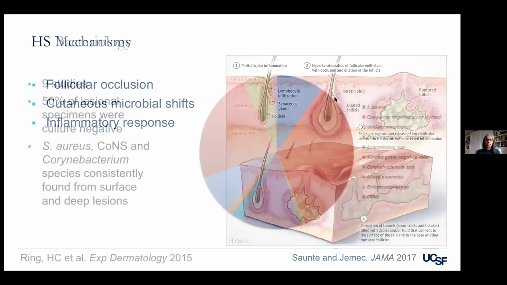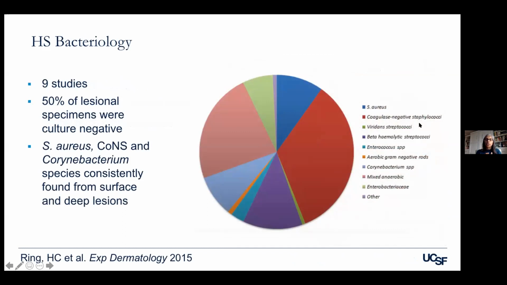Until relatively recently, the studies that focused on understanding the role of bacteria in HS focused on culture-based methods to identify organisms. And in total, across all of those studies, about 50% of lesional specimens were culture negative, and of the culture positive lesional specimens, what we predominantly were able to grow out of these cultures was coag-negative staph and mixed anaerobic bacteria, and then followed by Staph aureus, shown here in royal blue on the pie chart, and Corynebacterium species, shown in light blue.